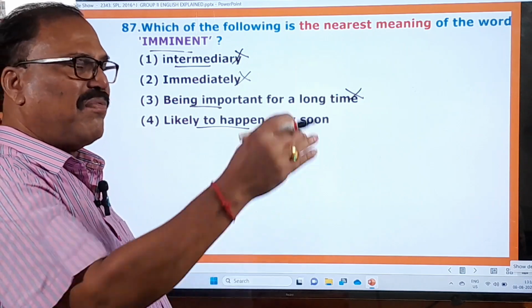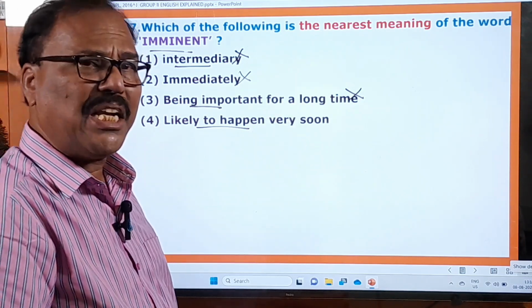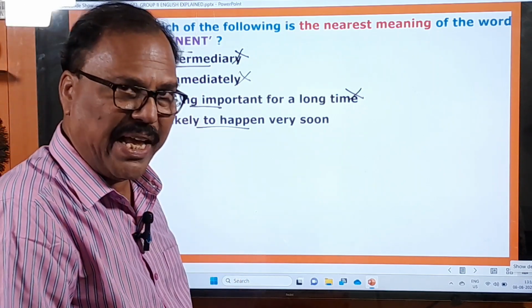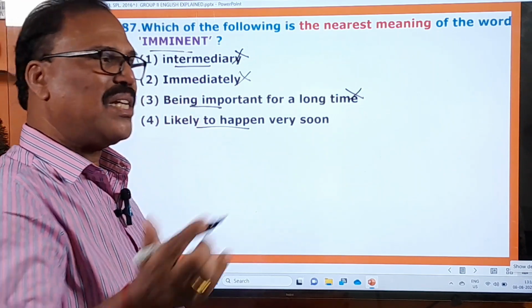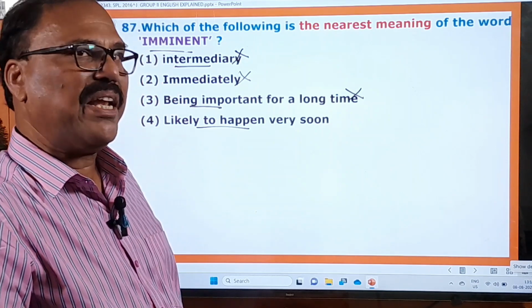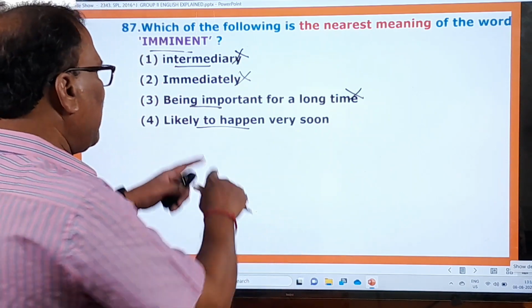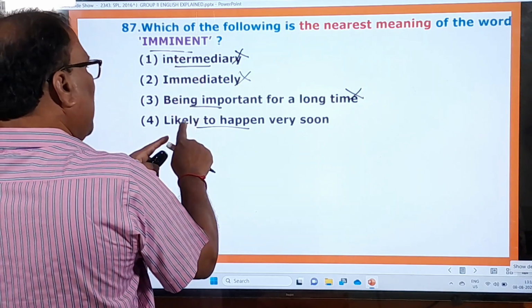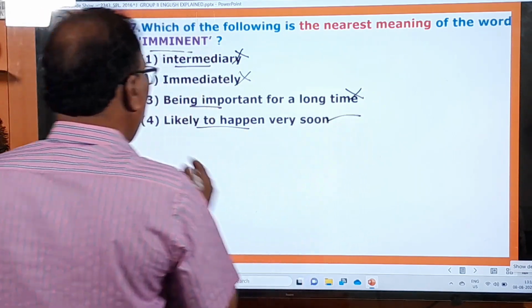The postponement of this examination is imminent. Imminent means likely to happen. His coming to this place is imminent. The cancellation of this application is imminent, likely to happen. So whatever is likely to happen, that means imminent. The nearest meaning of this word is likely to happen. So this is the right one. Now you go to the next one.